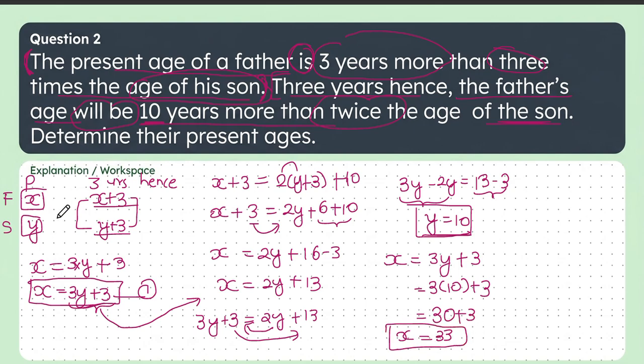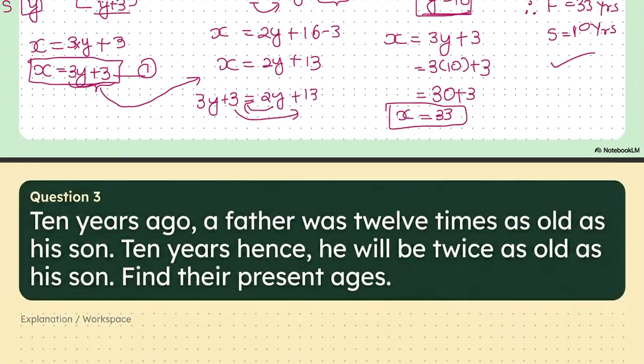And what is x? X is the present age of the father. So the final statement you can write down: the present age of the father is nothing but 33 years, and the present age of the son is equal to 10 years. So this is our final answer. Look at the next problem.